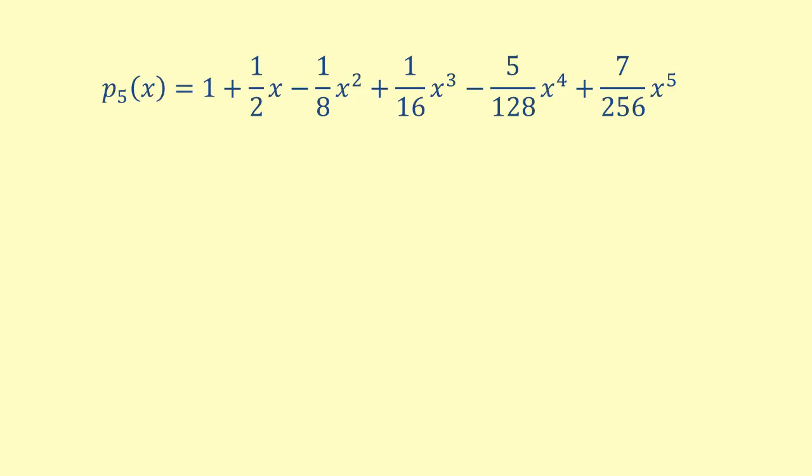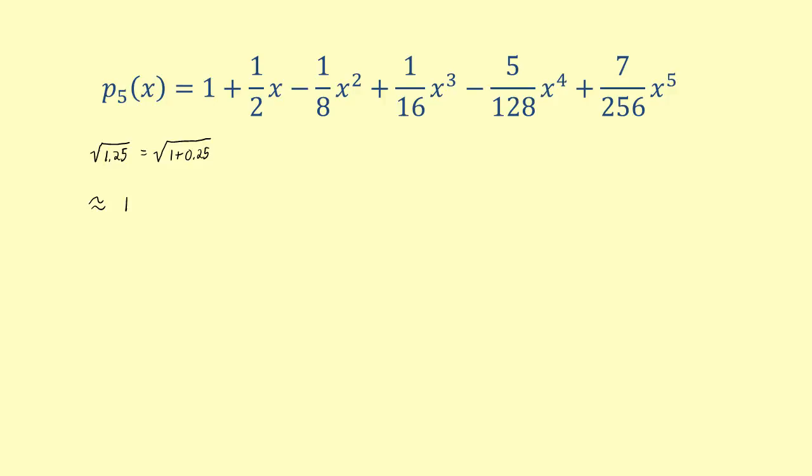Let's now use the fifth order Maclaurin polynomial equation to estimate the square root of 1.25. Notice that our polynomial equation was found using the binomial series for the square root of 1 plus x, so we need to rewrite the square root of 1.25 to be in that form. This gives us the square root of 1.25 equals the square root of 1 plus 0.25. Now, this gives us that x is equal to 0.25, so we can substitute 0.25 in for x in the fifth order Maclaurin polynomial equation.